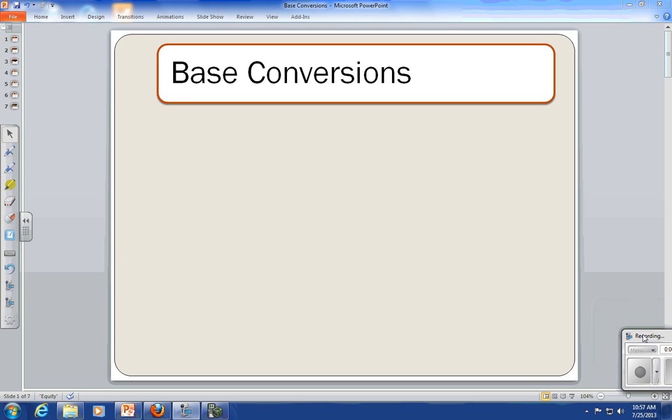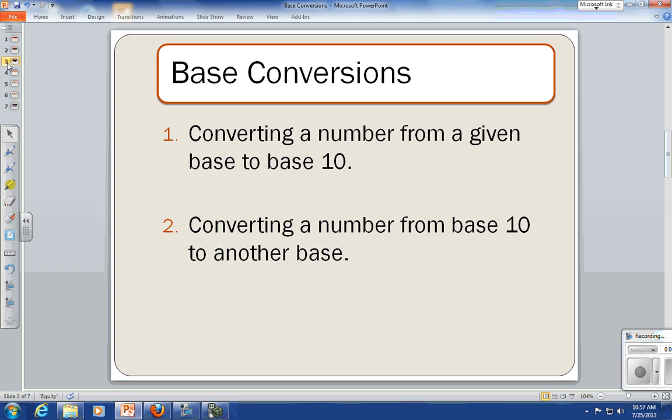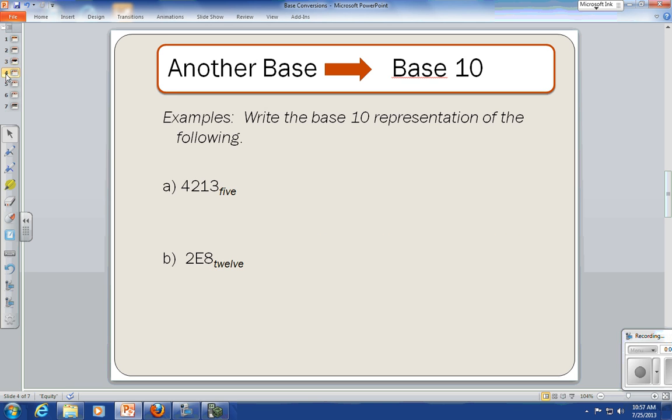In this video, I want to talk to you about working in different bases and converting from different bases to base 10, and then also converting from base 10 to other bases. So if we're talking about base conversions, our first item that we'll look at is converting a number from a given base, whatever base they give you, to base 10. And then we'll also look at how you convert a number from base 10 back to another base. Okay, so you need to be sure that you keep straight which way you're going, what they've given you, and where you're headed. Okay, so let's look at some examples.